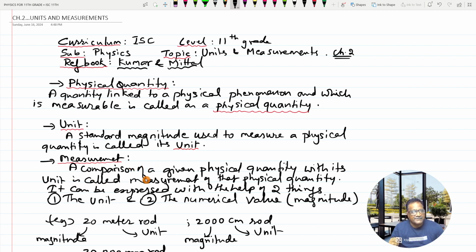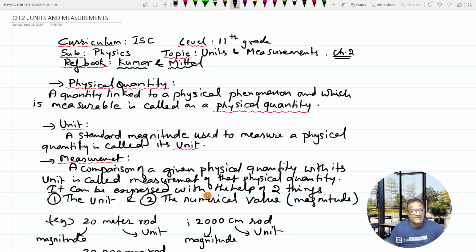Measurement is a comparison of a given physical quantity with its unit, and it is called the measurement of that physical quantity. So measurement is nothing but the comparison of the given physical quantity. Now, whatever physical quantity is given or is in front of you, you have to compare with the unit. Okay, what is unit? Unit is the standard magnitude. So whenever the comparison is made with a standard magnitude, then the unit is multiplied by that quantity, and that is how you measure the physical quantity.